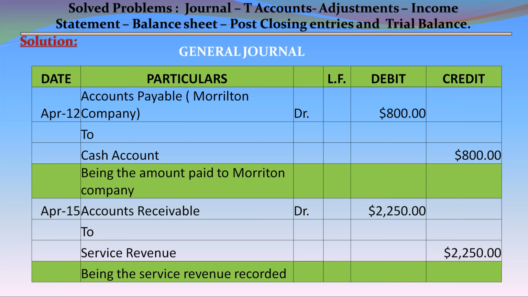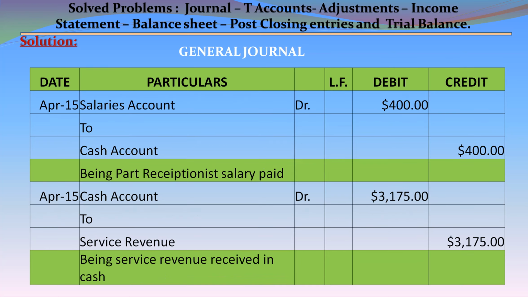April 15, accounts receivable debit 2,250 to service revenue 2,250, being the service revenue recorded. April 15, salaries account debit 400 to cash account 400, being the receptionist's salary paid. April 15, cash account debit 3,175 to service revenue 3,175, being service revenue received in cash.